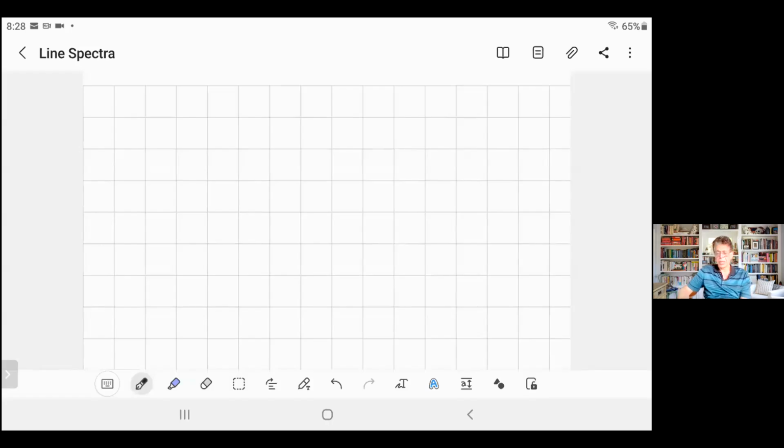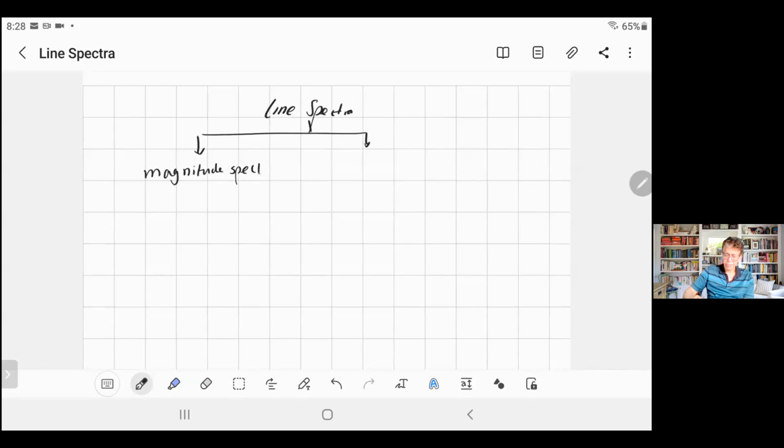Hi everybody. Today's lecture is line spectra. What does it mean, line spectra? Line spectra has two parts. One for the magnitude, and it's called magnitude spectrum. And the other one for phase, and it's called phase spectrum.